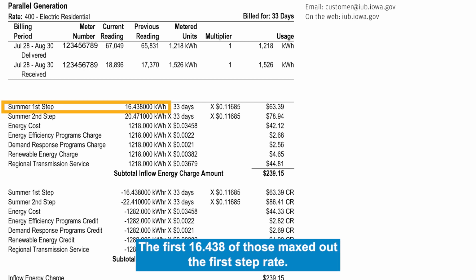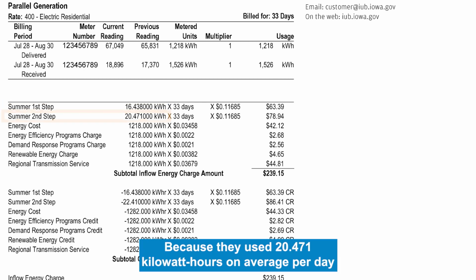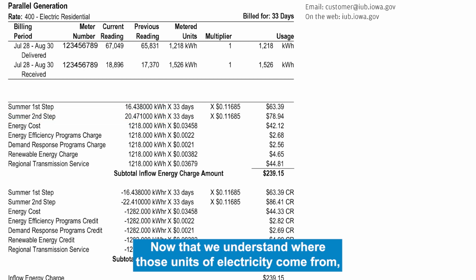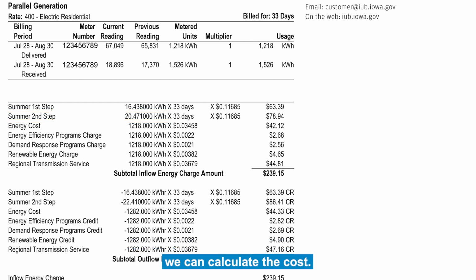The first 16.438 of those maxed out the first step rate. Because they used 20.471 kilowatt hours on average per day more than that, they'll be billed for that amount on the second step rate. Now that we understand where those units of electricity come from, we can calculate the cost.